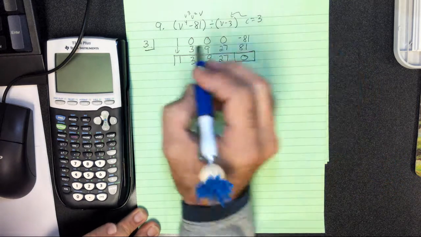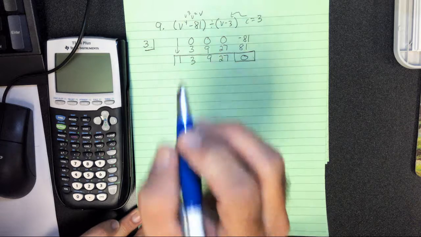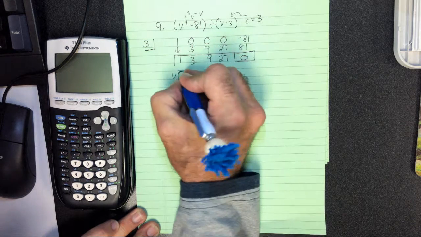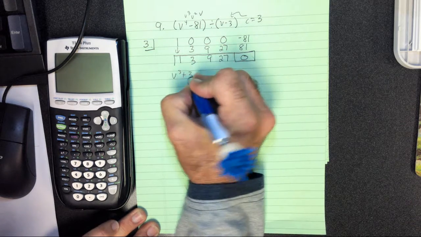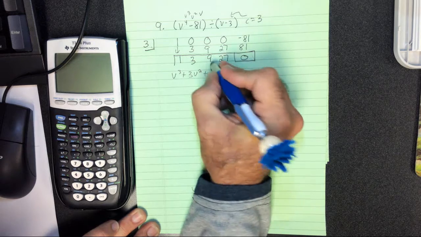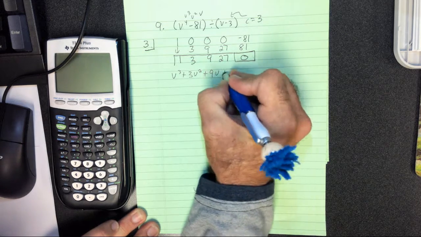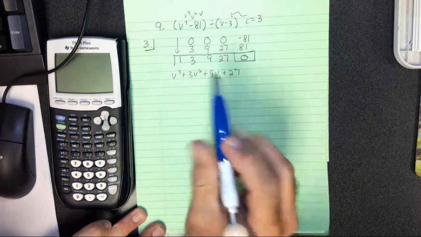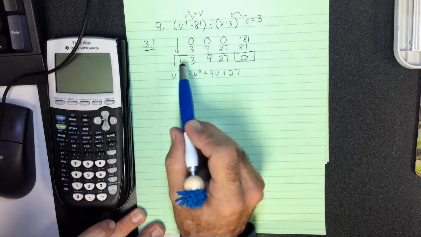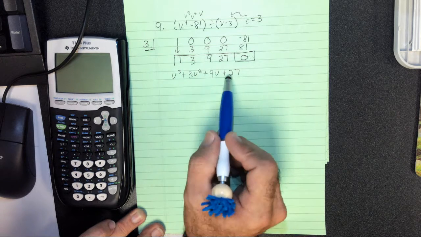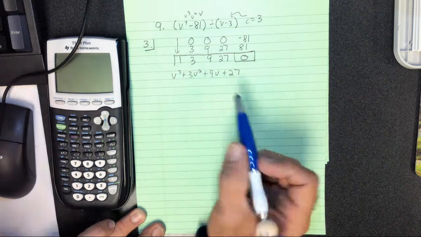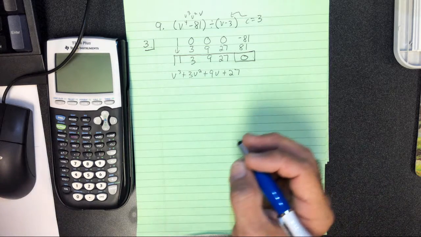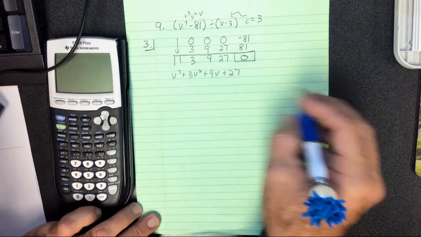So remember, this starts out 1 degree less than v to the fourth, so that would be 1v cubed plus 3v squared plus 9v plus 27. So you see how each number represents a different variable with a different exponent. And then remember, this one had a remainder of 0, so we don't have to write that.